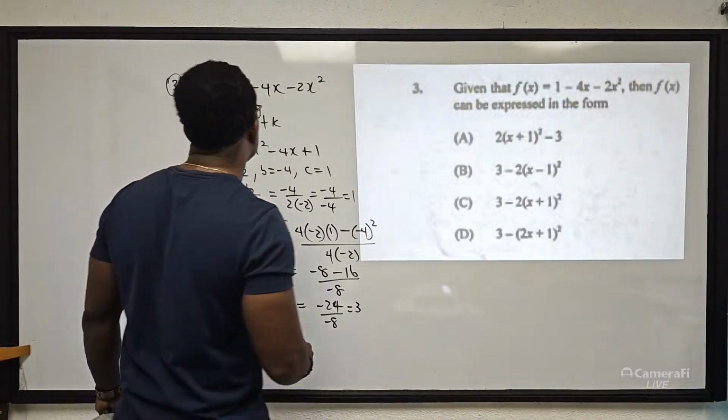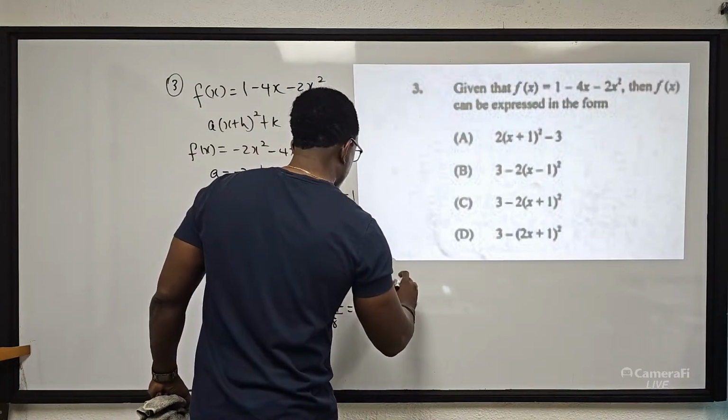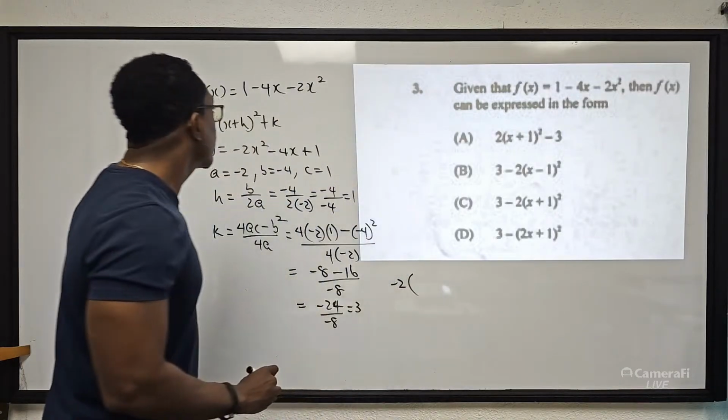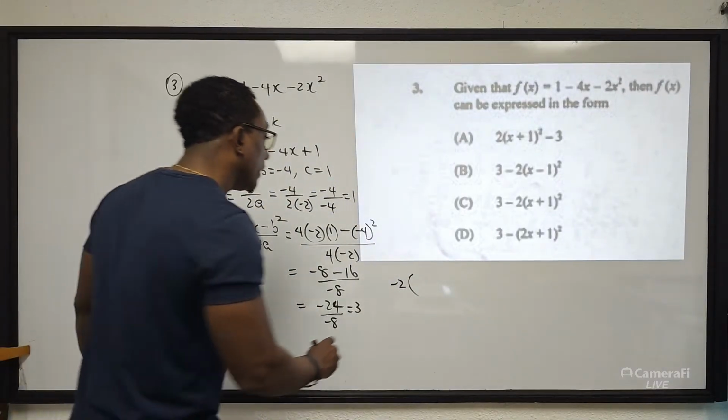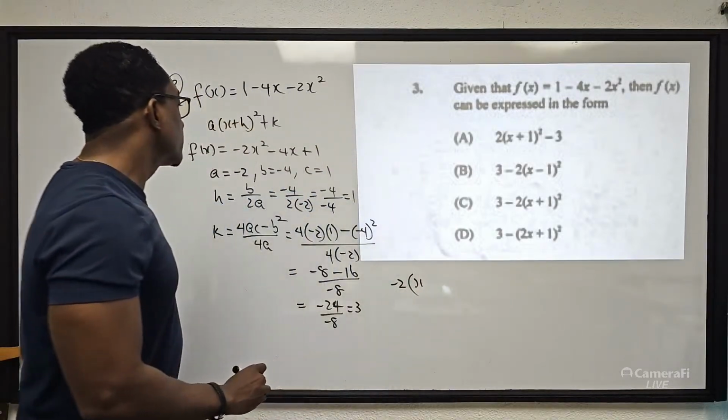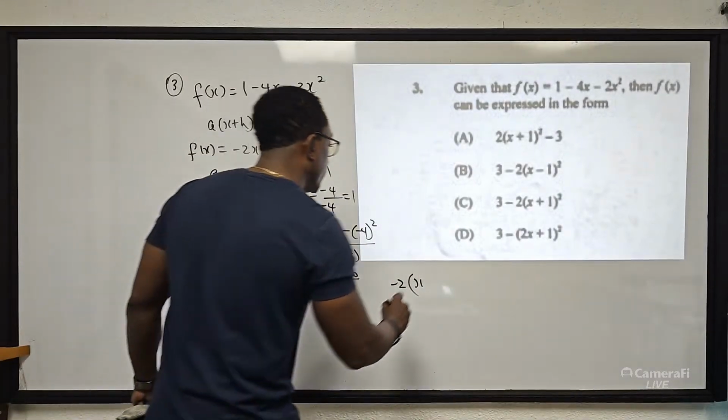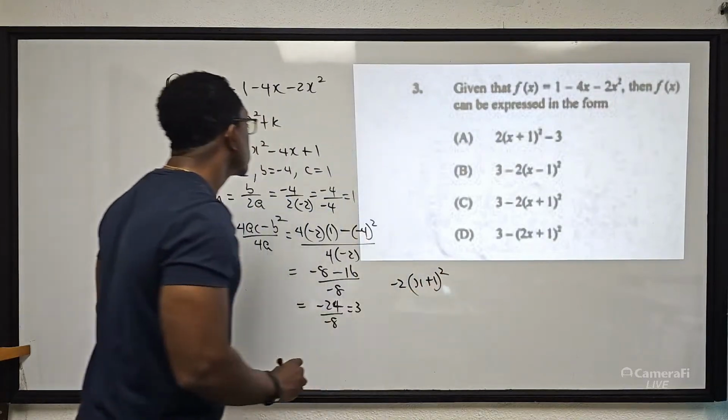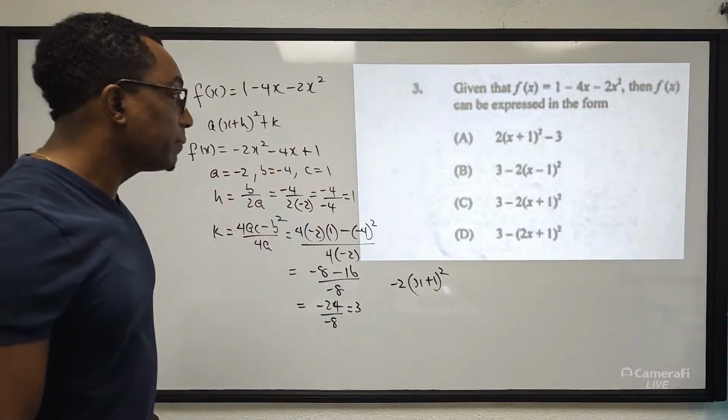So let me just write it in the form quickly. This will be negative 2 open brackets x. I'm going to replace h with plus 1 in brackets all squared, and I'm going to replace k with plus 3.